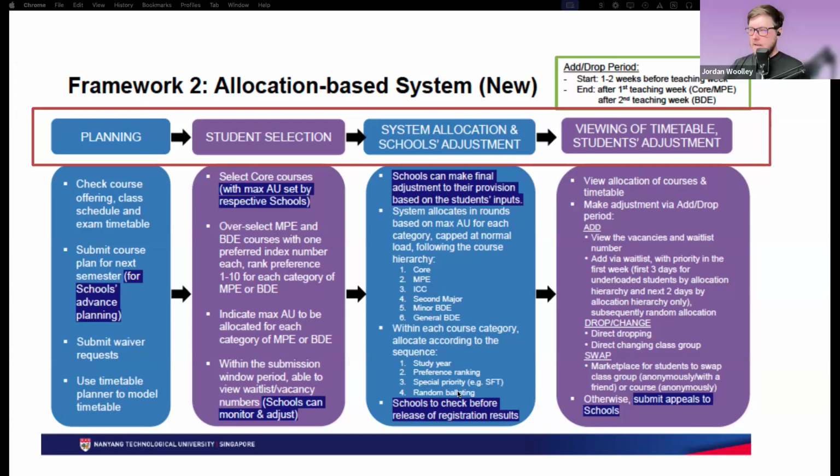Yeah, exactly. So it's capacity for those courses based on the student's characteristics, right? Is that student Singaporean? And then other sorts of characteristics, like you've got here, study year, other priorities, and so on. So we'll explore how we can facilitate that.